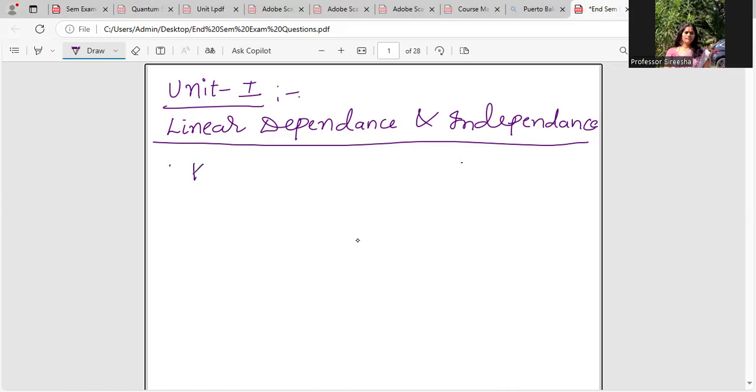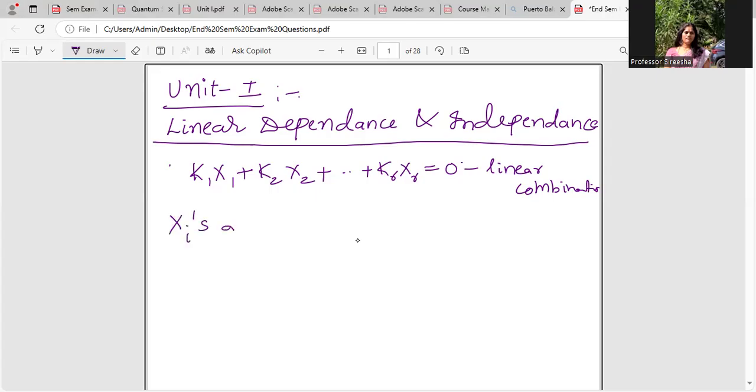There's a relation like k1 x1 plus k2 x2 plus and so on plus kr xr is equal to 0. Basically, this is called a linear combination. Here the xi's are the vectors under consideration, and whatever ki's are there, these ki's are all scalars.